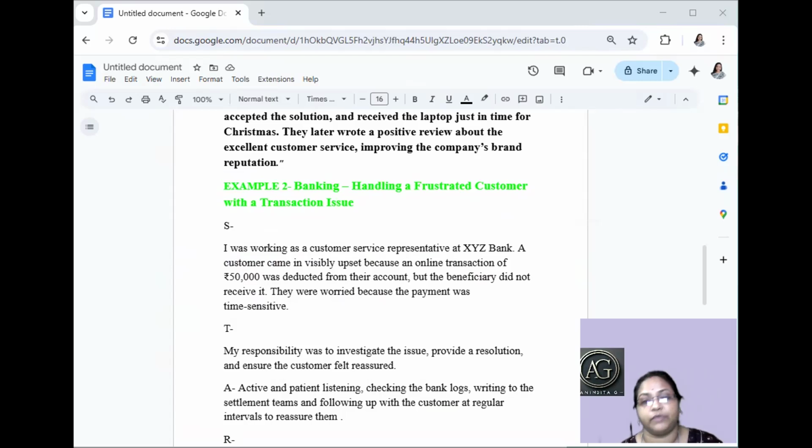The customer was relieved and thanked me for the prompt response. So they later wrote a positive feedback about my professional approach in handling the issue.